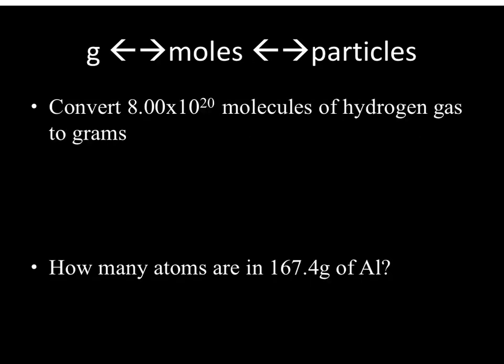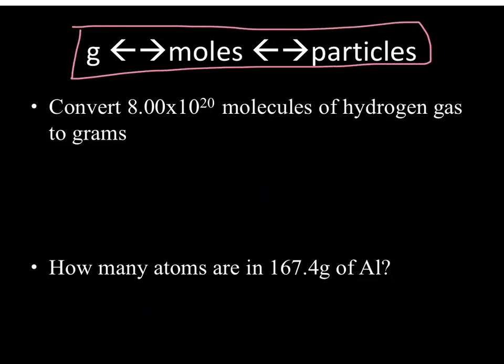Alright, now we can put it all together and do a complete conversion from mass all the way to particles. This is just taking those two little journeys, sticking them together, and we're going to do a whole bunch of jumbled ones throughout the rest of this unit. So getting used to the process and remembering this setup right here is going to be key. That's the ticket. That's your golden ticket.